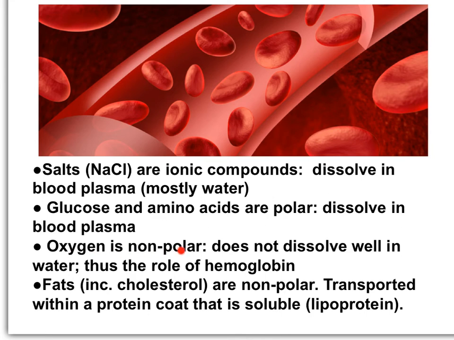Oxygen is nonpolar and does not dissolve well in water. Thus, the role of hemoglobin, a protein within red blood cells, is to transport oxygen from one location in the body to another. Fats, including cholesterol, are also nonpolar. These substances are transported within a protein coat that is soluble. It's known as a lipoprotein.